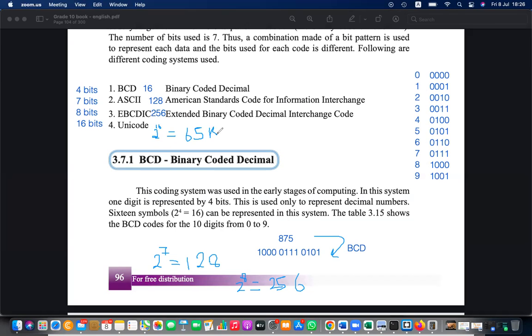So okay, tell me, which encoding can represent English letters and numbers both? Out of these 4, which can represent English letters and numbers both?